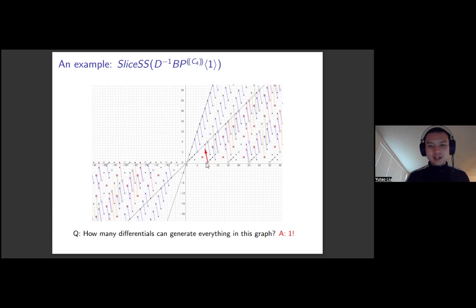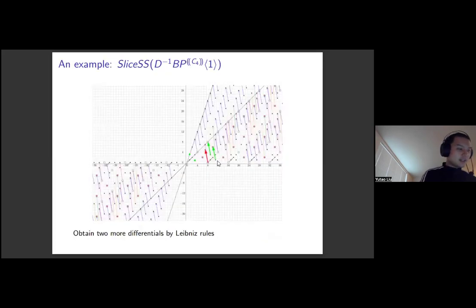I'm going to explain how this computation works. So first, starting from this differential, you can obtain two more differentials with the same length by applying the Leibniz rule after multiplying with these two elements which survive to the infinity page. So you obtain the two green arrows here.